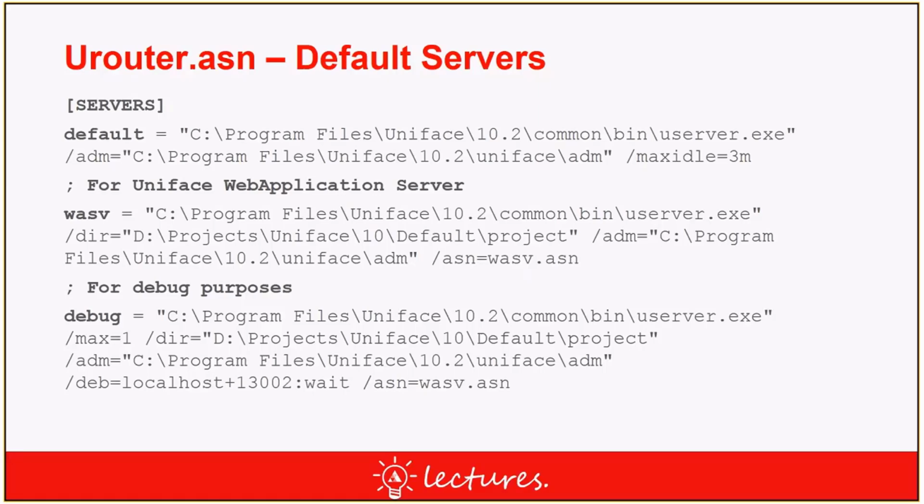Now, if I was creating a new context or a new configuration, I'll typically just copy the wasv one here and just give it a different name like web start, and I'll change the working directory, that's the /dir switch, to the directory of my new project. Note also here that the assignment file wasv.asn is a relative path, that's relative to the dir switch, so it will look in that folder that I specify with the dir switch. If it can't find it, it will then look in the Uniface ADM folder, which needs to find all of the Uniface standard configuration. So you'll just be adding extra ones in here typically and restarting the Urouter service, or doing a graceful reload in a better way using the Urouter monitor.